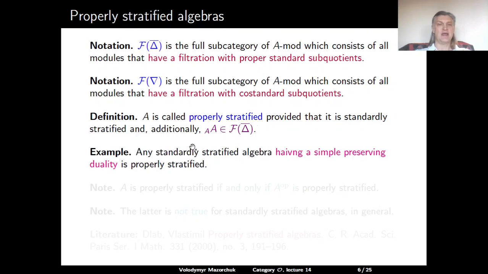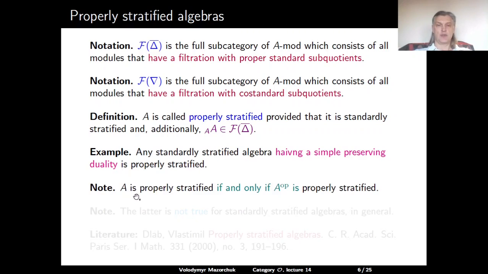For example, any standardly stratified algebra having a simple preserving duality is properly stratified, because having a simple preserving duality in particular means that the algebra is isomorphic to its opposite algebra.